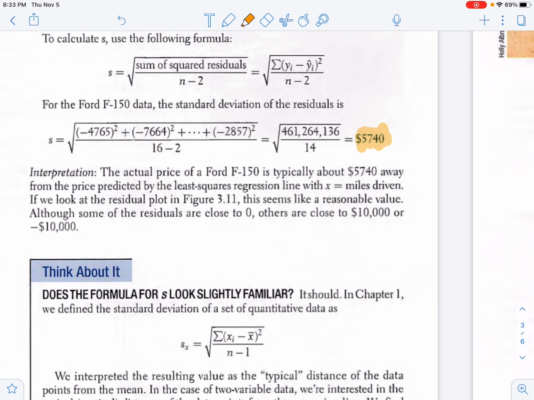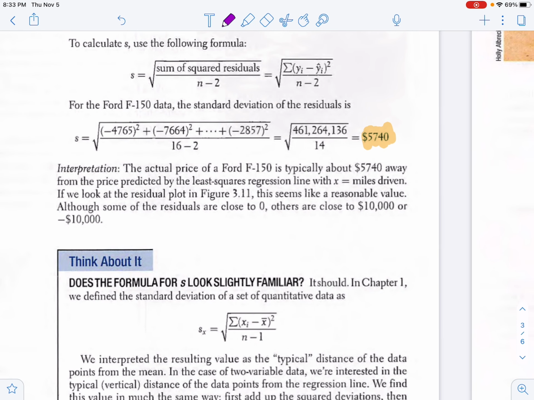The standard deviation of the residuals tells us, Nilla's staring at me right now. Hi, Nilla.